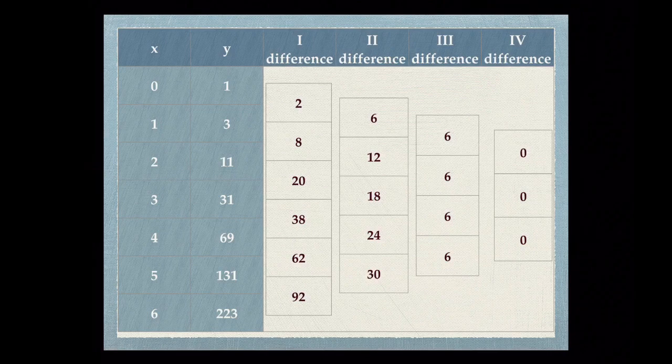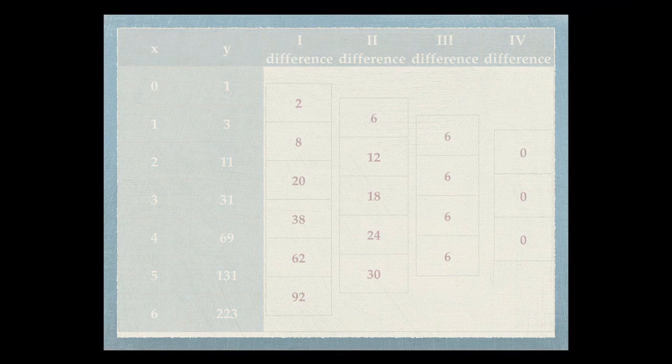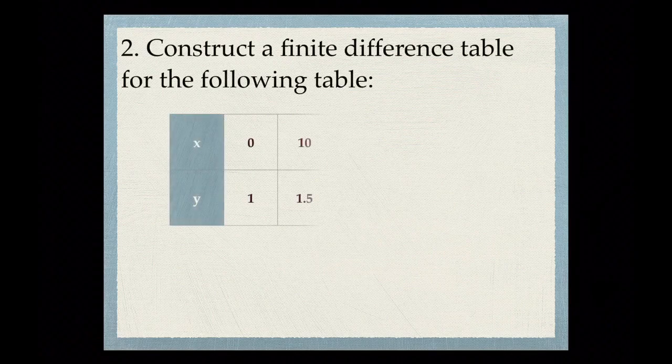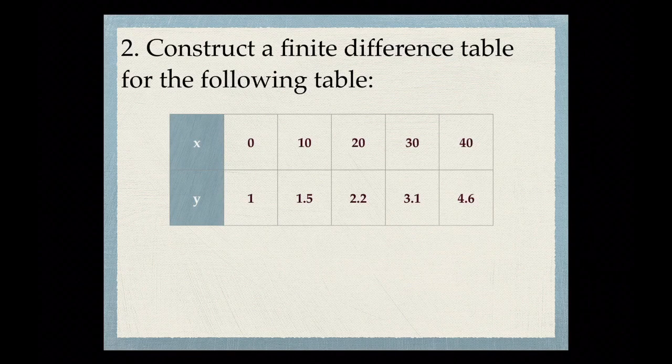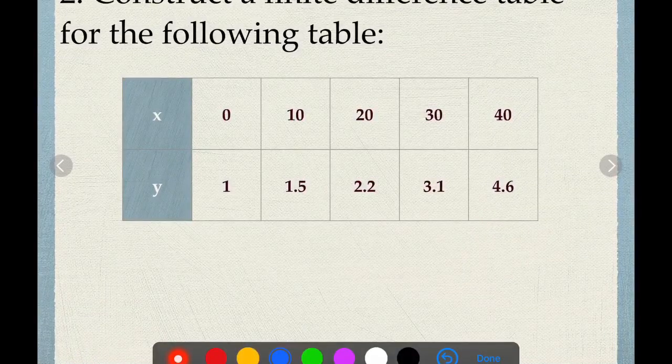Let us look into one more problem. Construct a finite difference table for the following table. The x values are 0, 10, 20, 30, 40. Y is equal to 1, 1.5, 2.2, 3.1 and 4.6. Once again, x0 is 0, x1 is 10, x2 is 20, x3 is 30, x4 is 40.